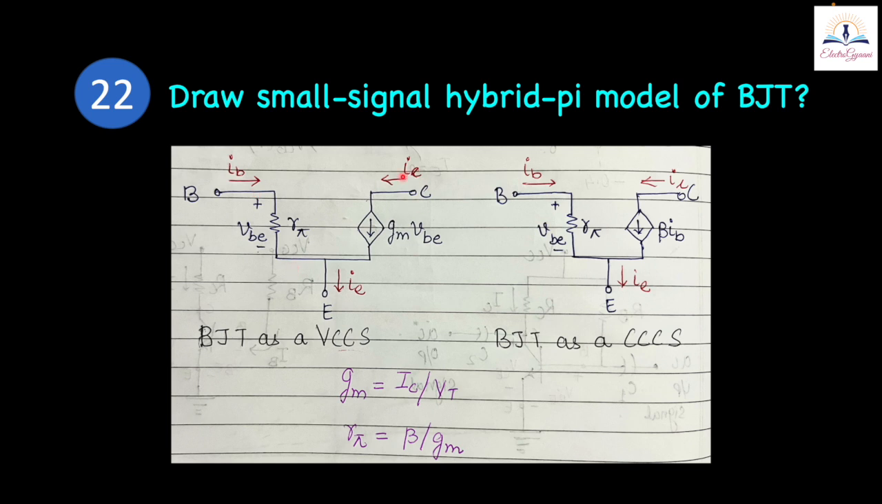Now here the collector current is given by gm VBE. Since this dependent current source depends on the voltage VBE, we have represented the BJT as a voltage controlled current source. This voltage is controlling the current source. And now we can also represent the BJT as a current controlled current source if we replace this gm VBE with beta IB. So beta IB is equal to gm VBE. Except for this, nothing is changed.